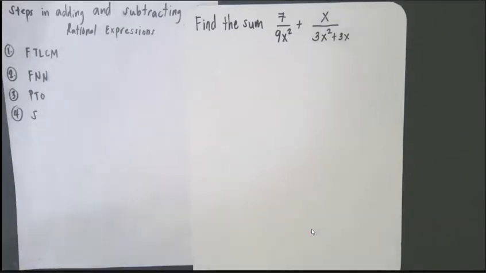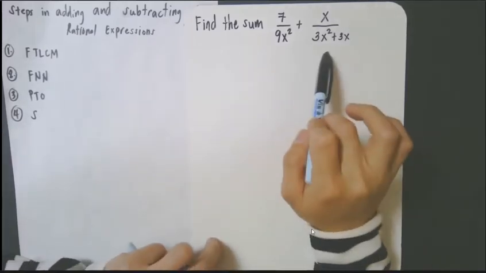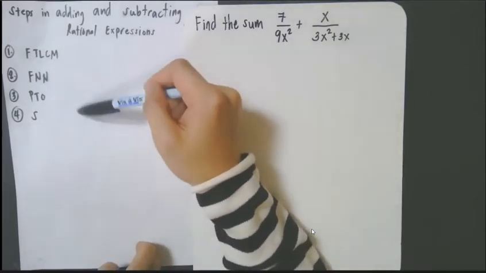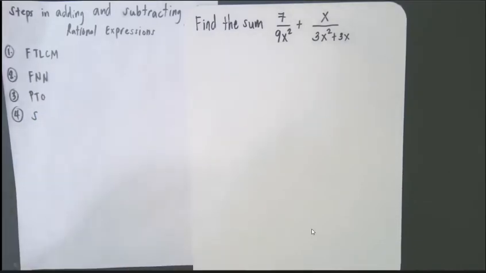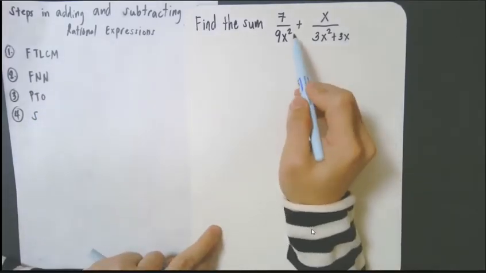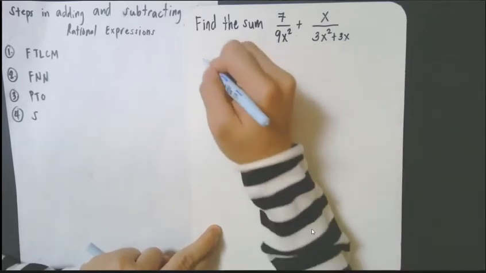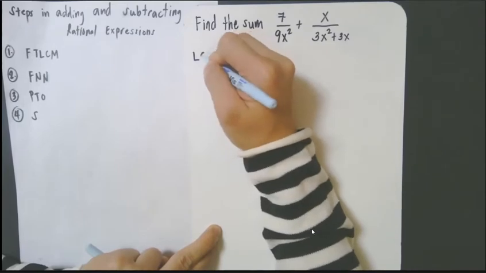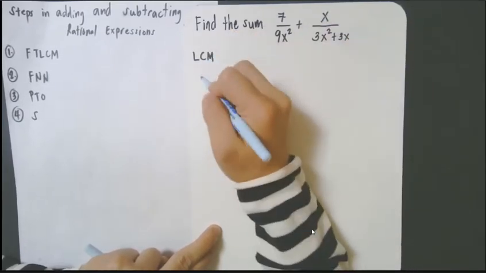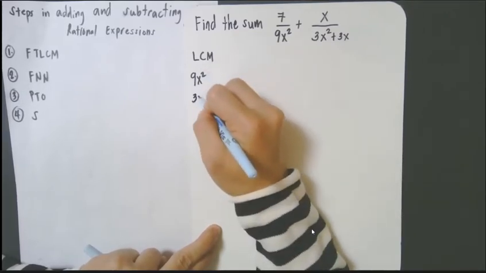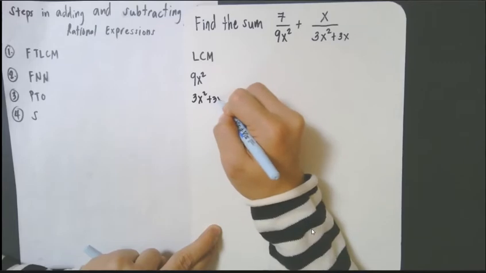Now, to solve this kind of problem, if you try to see here, you have two rational expressions having different denominators. So in this case, we will be applying these simple steps here. The first step will be to find the LCM of the denominators. So we want to find the LCM of these two expressions here, the denominators. So let's solve for the LCM first. You want to solve the LCM of 9x squared and 3x squared plus 3x.